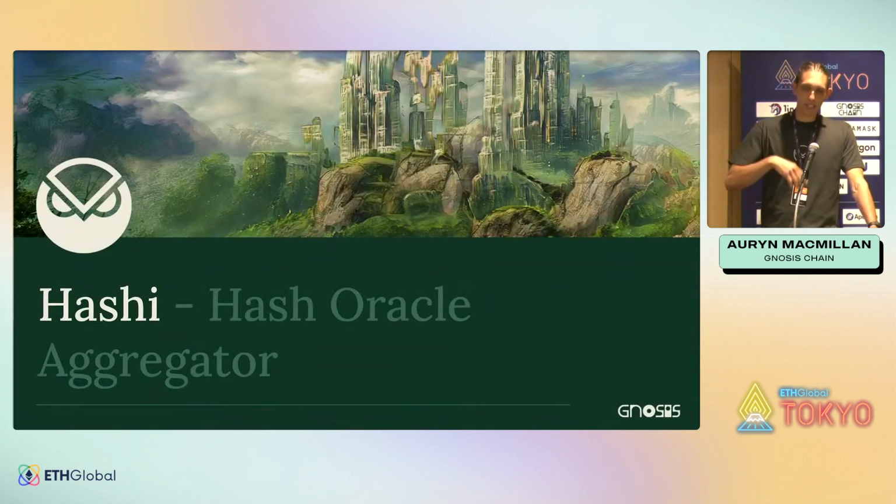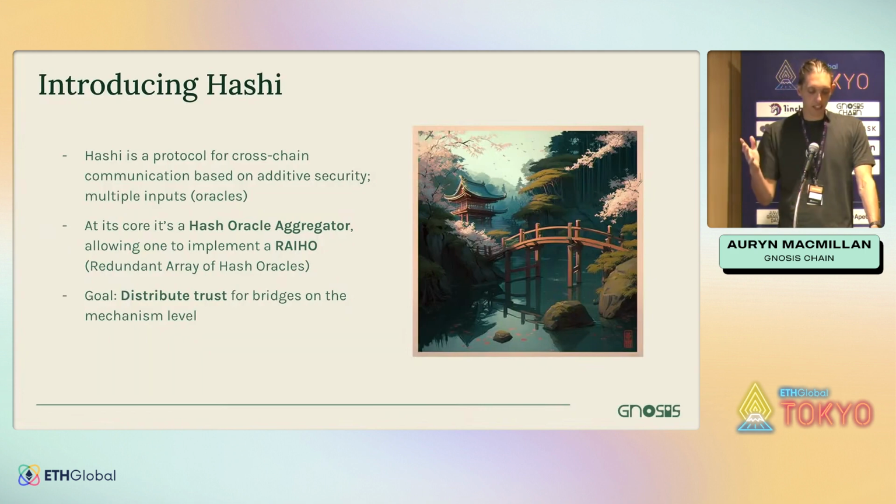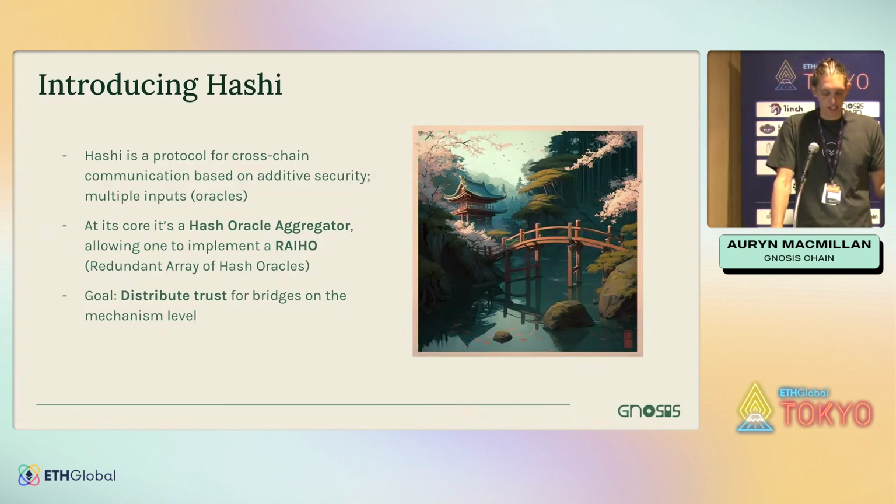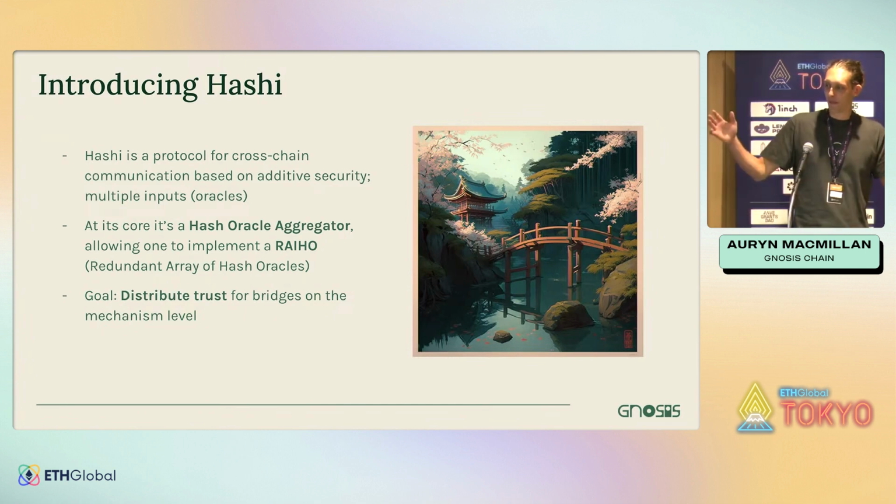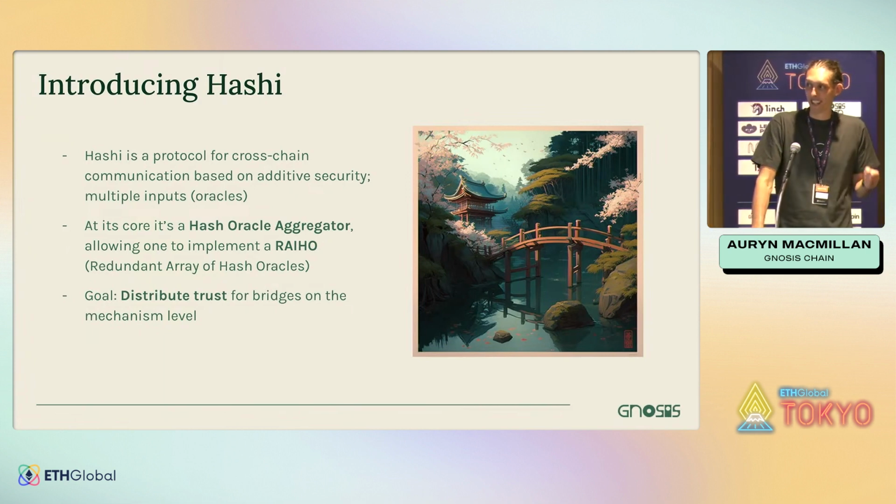I'm going to switch topics now and jump into Hashi, which is this hash oracle aggregator. Hashi is a protocol for cross-chain communication based on additive security. So multiple inputs, multiple oracles. At its core, it's a hash oracle aggregator. What I mean by that is it allows you to have this kind of RIHO, which is an acronym that I'm trying on. I don't know if it'll stick, but it's akin to a RAID, if you've ever set up big storage devices: a redundant array of hash oracles.